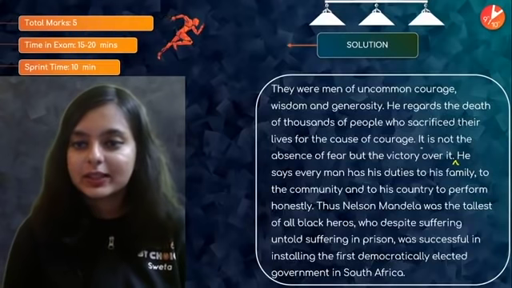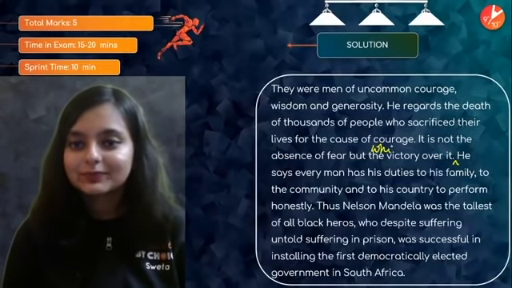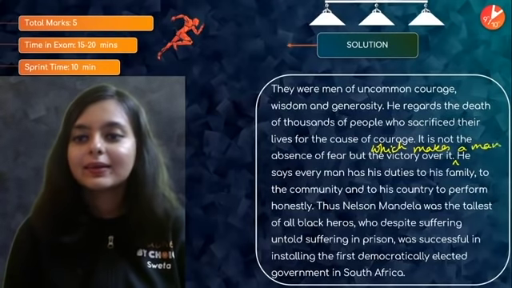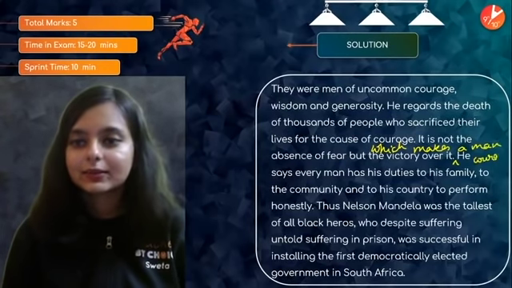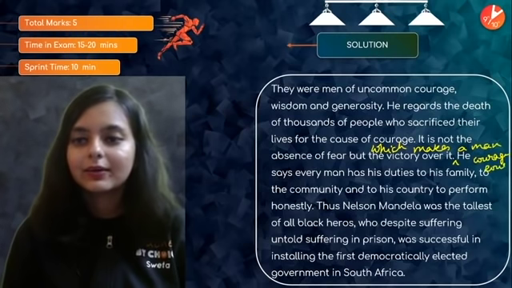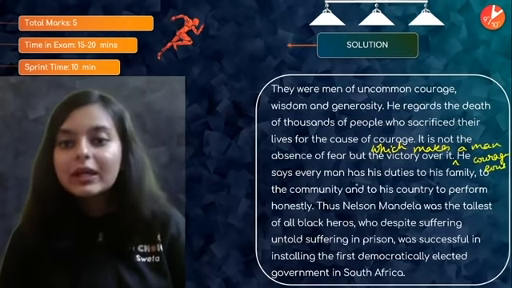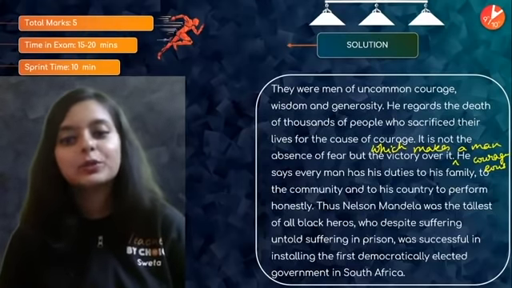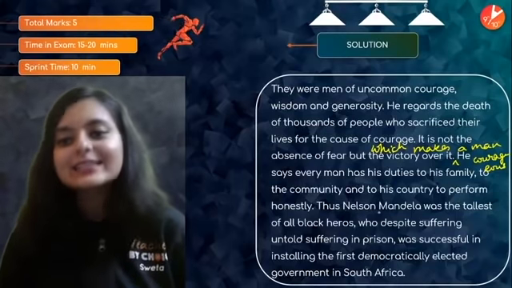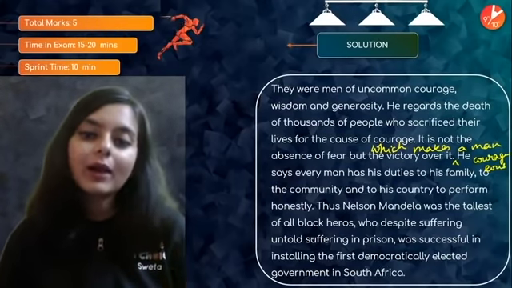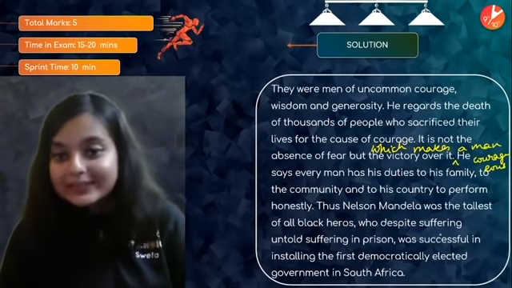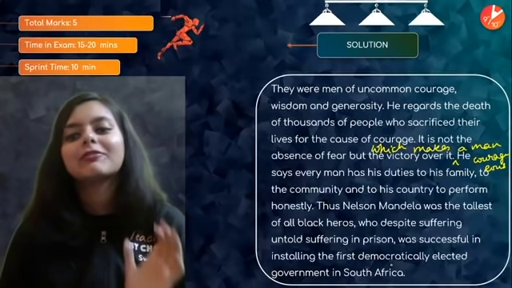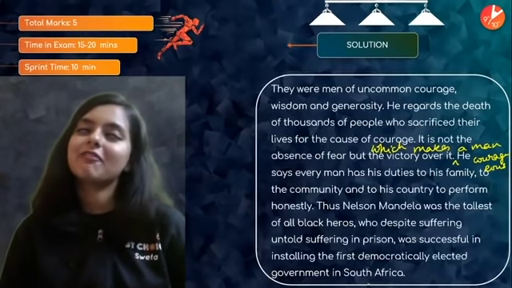which makes a man courageous. Right. He says that every man has his duty towards his family, community, and to his country to perform honestly. Thus, Nelson Mandela was the tallest of all black heroes who, despite suffering untold suffering in prison, was successful in installing the first democratically elected government in South Africa.